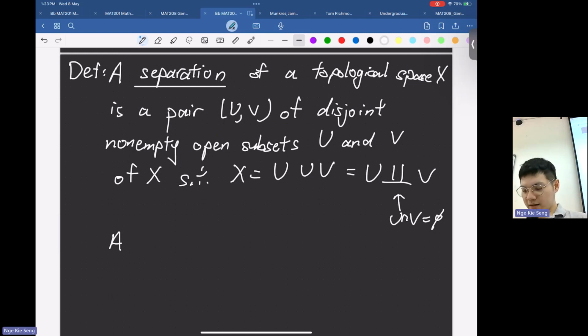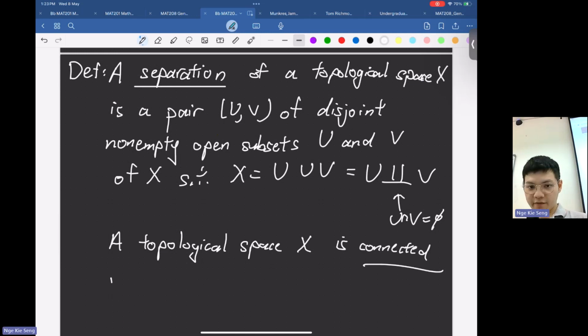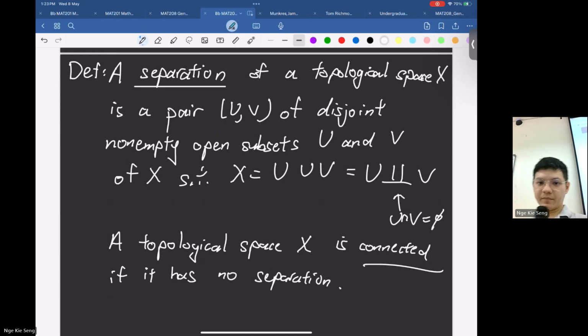And we will say that a topological space X is connected if it has no separation. So the topological space is connected if it has no separation. No separation means what? You need to go and see what a separation is. A separation is a disjoint union of non-empty open subsets. So if there's no separation, they don't exist.